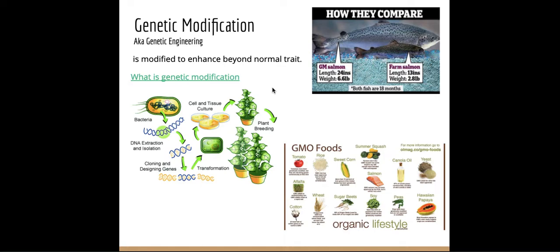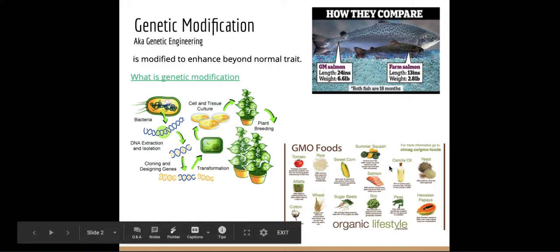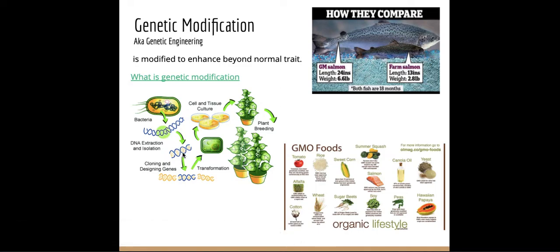So GMOs is something that you may be familiar with. A GMO salmon is much bigger than the regular farmed salmon. You can look at some of the GMO foods here. And then what's shown here is how they actually use bacteria to cut the DNA and insert genes to enhance what trait they're looking for.